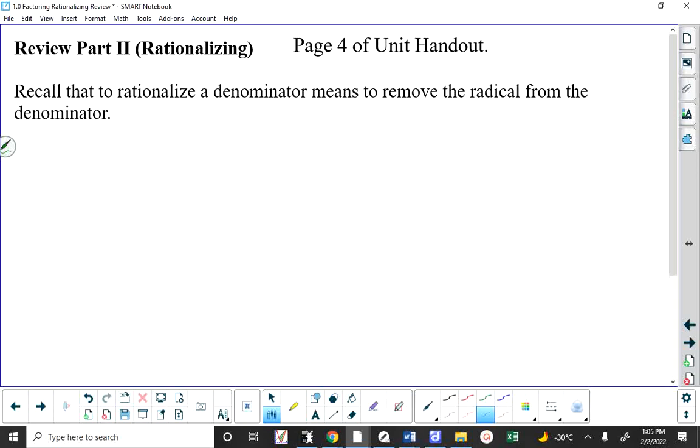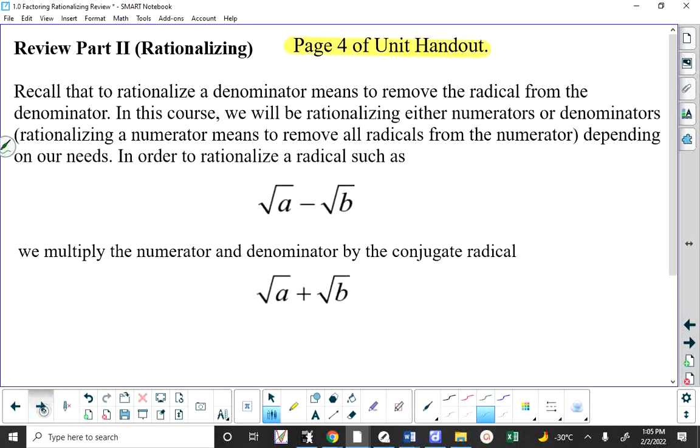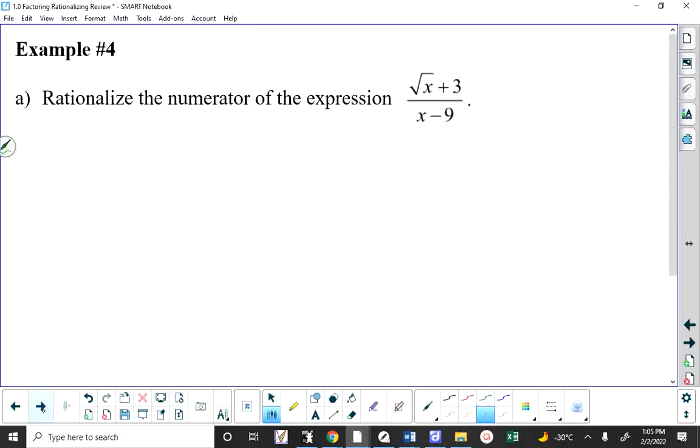Now, in our examples that I'm going to go through today, and I will just show them to you briefly, if I gave you this expression, root x plus 3 over x minus 9, and I said simplify it, you open up that toolbox, and you see a factoring tool, and you see a rationalizing tool. Well, there's nothing to factor there. So you're going to rationalize. Well, what are you going to rationalize? The numerator, because it's got a radical in it.